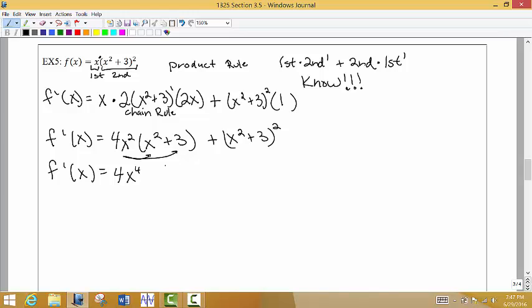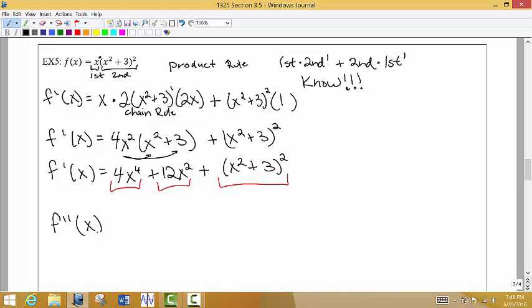And then 4x squared times 3, that's 12x squared. All right. Now I'm going to leave this term exactly as is. If you wanted to FOIL that out, you could, but I'm just going to leave that as is. So now when I go to take the derivative again, I have 3 separate terms that are really easy to take a derivative of again.